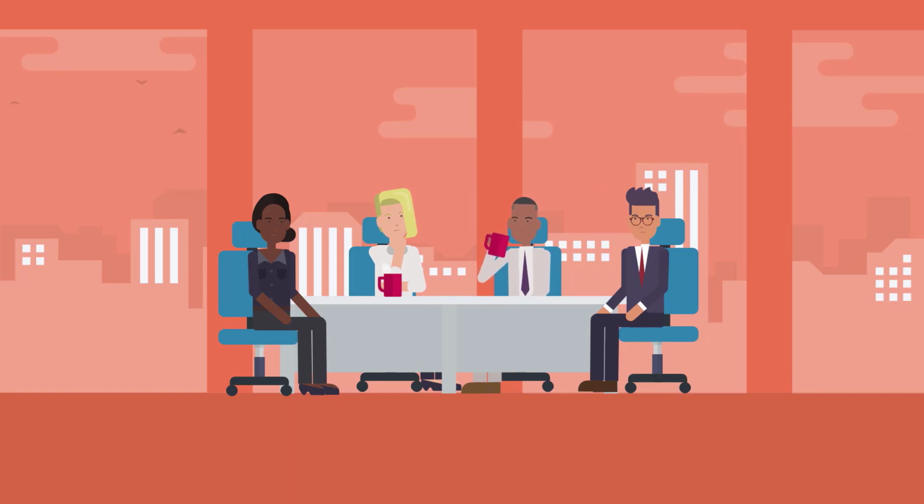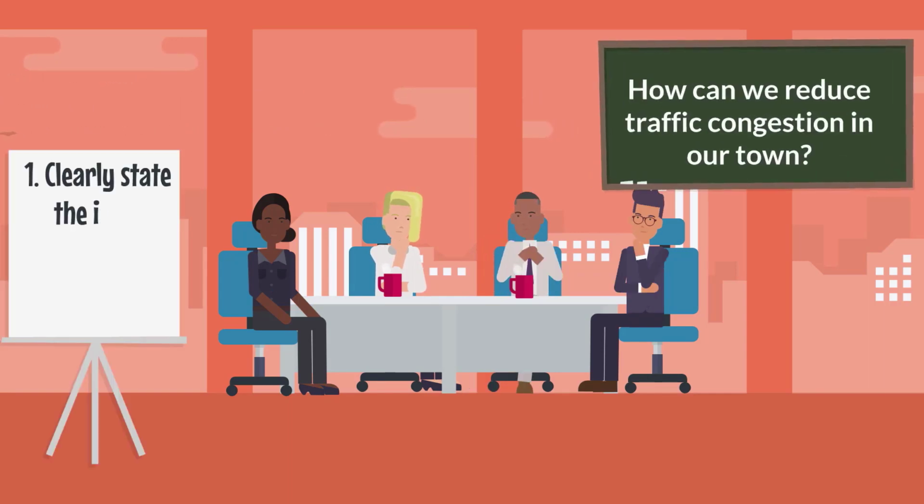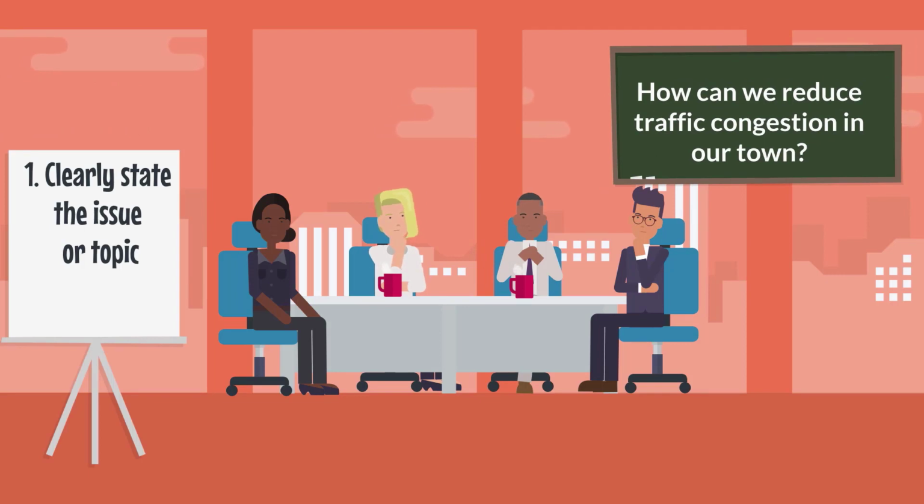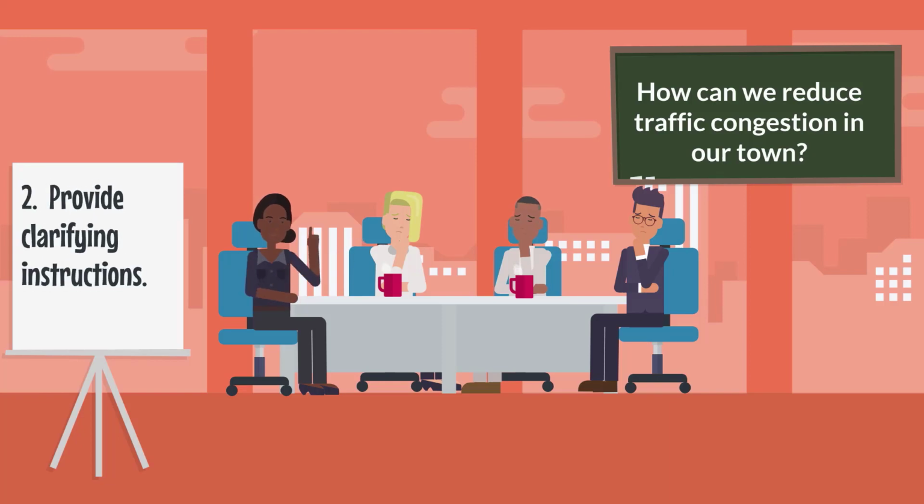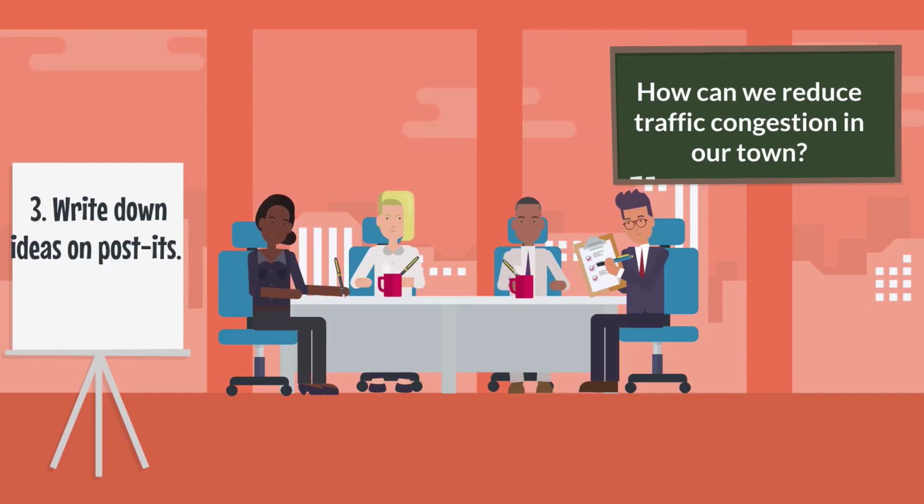To begin, clearly state the issue to be discussed. In our scenario, the team will be talking about ways to reduce traffic congestion in their town. Clarifying instructions are then provided. Examples can include a time limit or a suggested target number of ideas. It is now time for brainstorming.